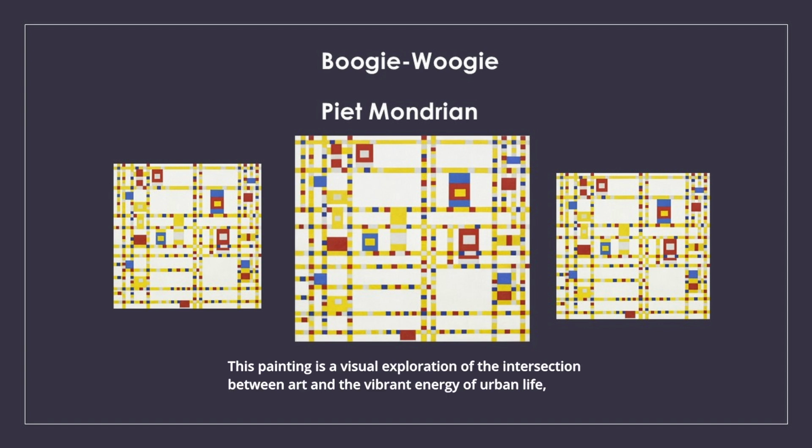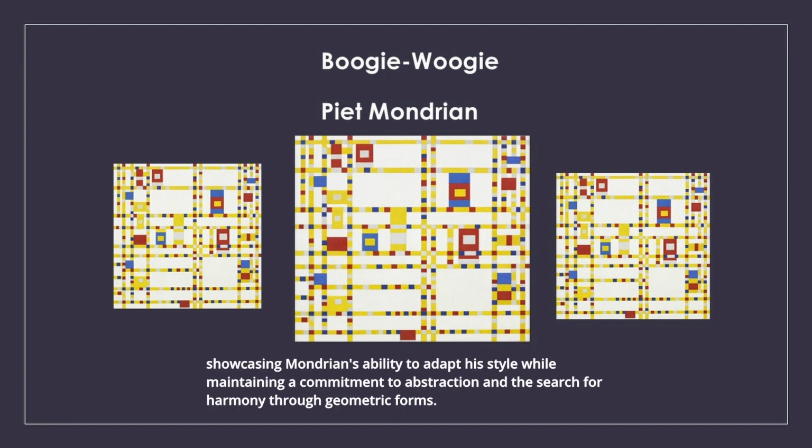This painting is a visual exploration of the intersection between art and the vibrant energy of urban life, showcasing Mondrian's ability to adapt his style, while maintaining a commitment to abstraction and the search for harmony through geometric forms.